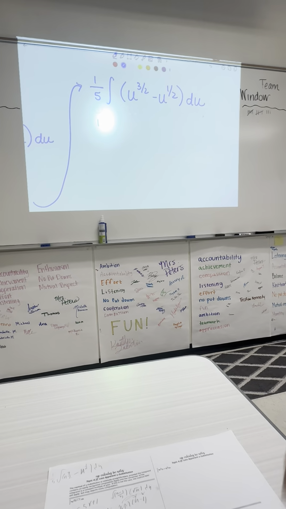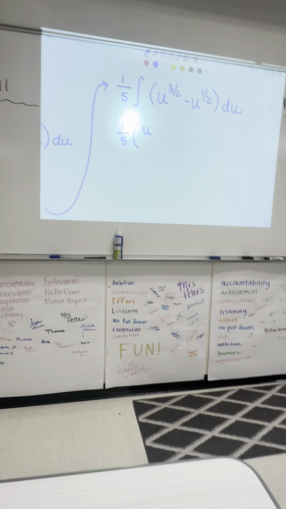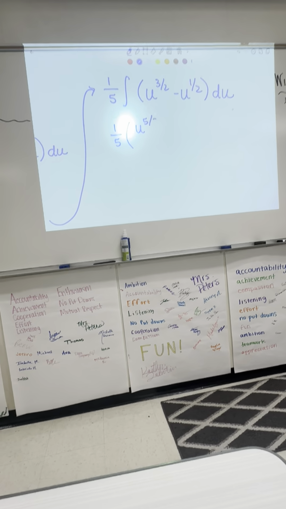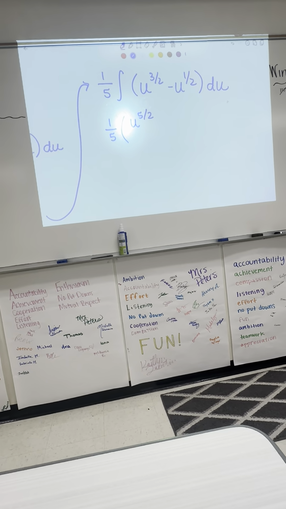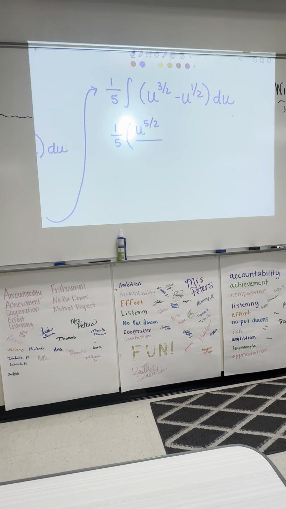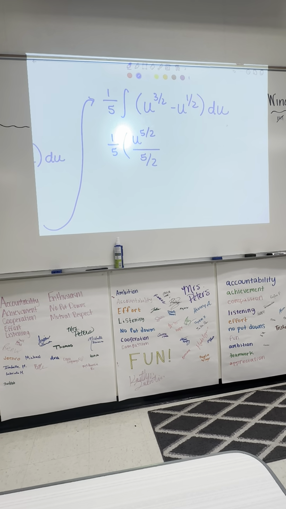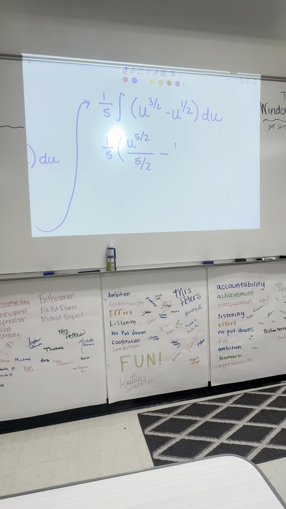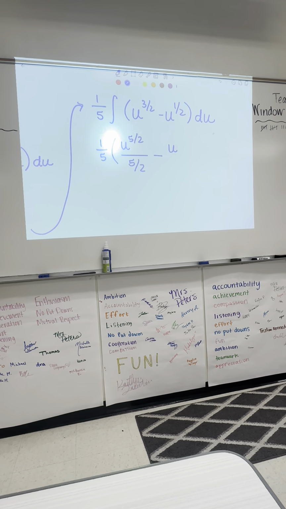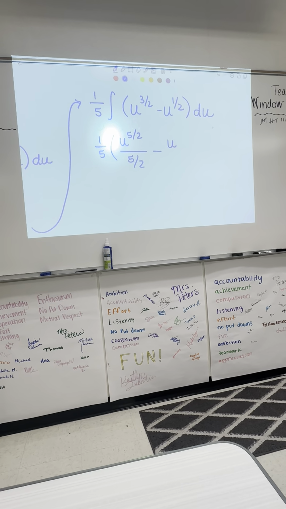So I'm gonna have that 1/5, and I'm gonna have u to the, what's 3 over 2 plus 1? 5 over 2. And then what do we do after that? Divide. Yes. The u to the 1/2 is gonna become u to the what? 3 halves. If we have 1/2, now we're gonna have 3 halves.